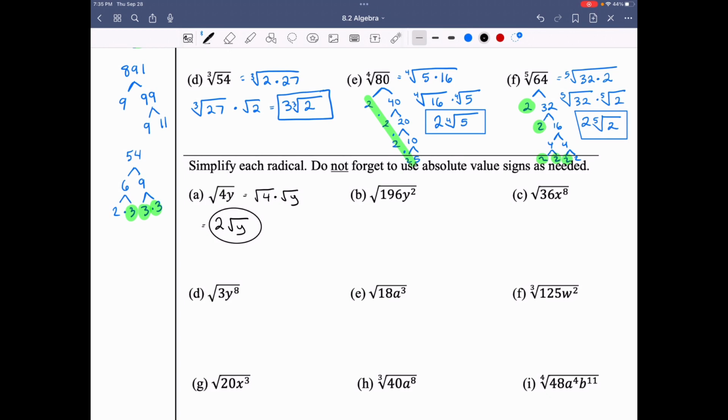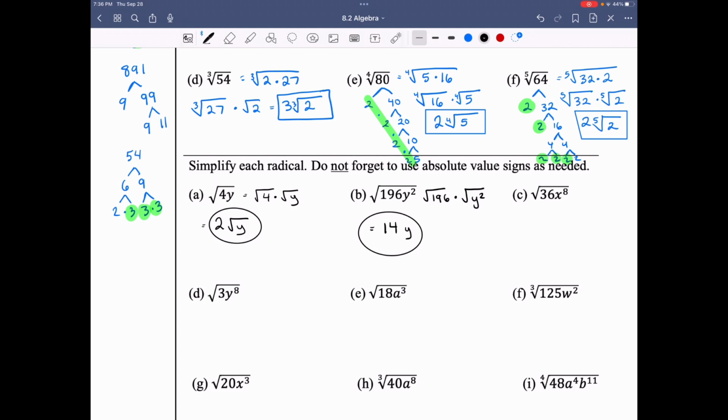I can take the square root of 196, and I can take the square root of y squared. So we'll write it as the square root of 196 and the square root of y squared. Now when I take the square root of 196, I get 14, and when I take the square root of y squared, I get y. And in my key, it doesn't say that that's an absolute value, but I feel like it would be because it was an even root and we got an odd. We'll just leave it. We won't worry about the absolute values for now.